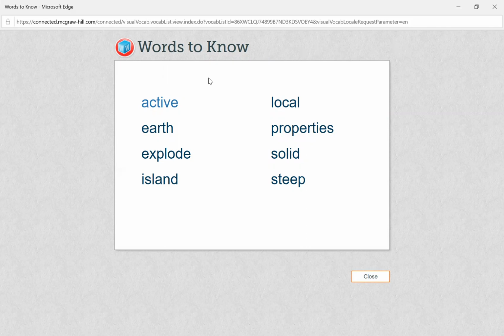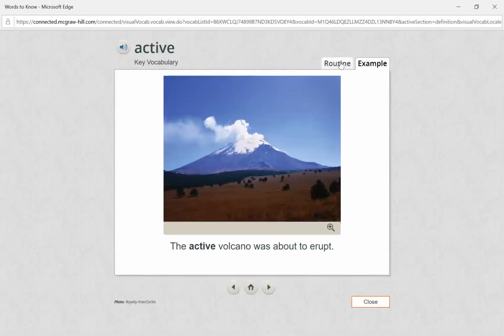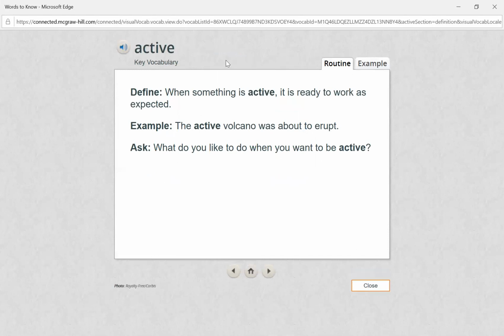So repeat after me. Active, earth, explode, island, local, properties, solid, steep. So as I click on each one, I'll play the definition for you. So listen carefully and also remember to answer any questions that our routine has for you.